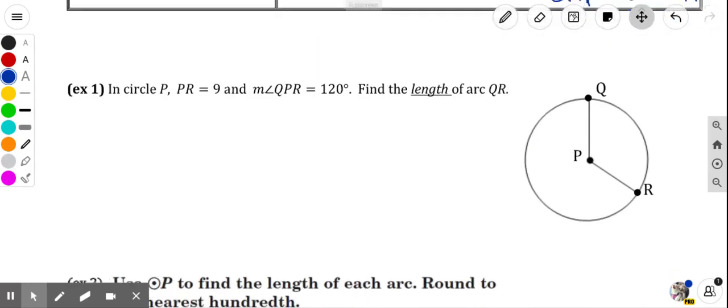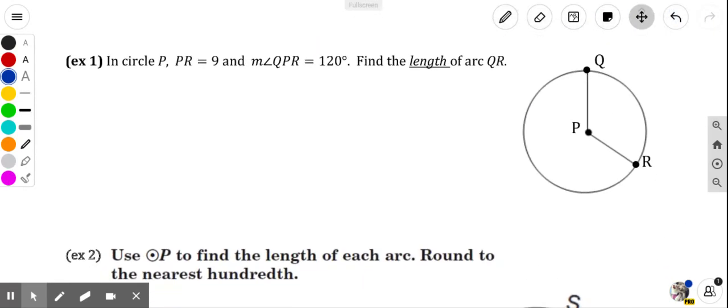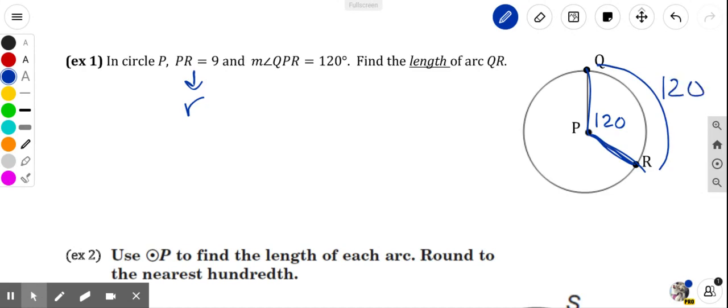Okay, so let's take a look at this first example. It says in circle P, PR is 9, which is a radius. And then it says angle QPR is 120. So if this central angle is 120, then arc QR is 120. It's asking us to find the length of QR.